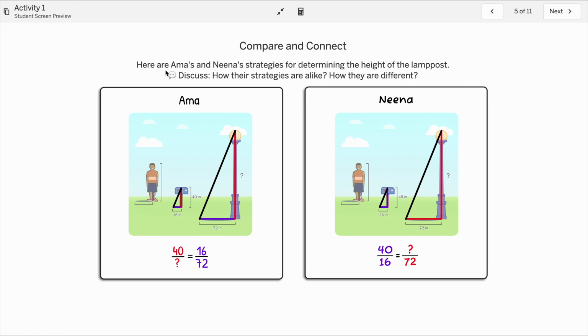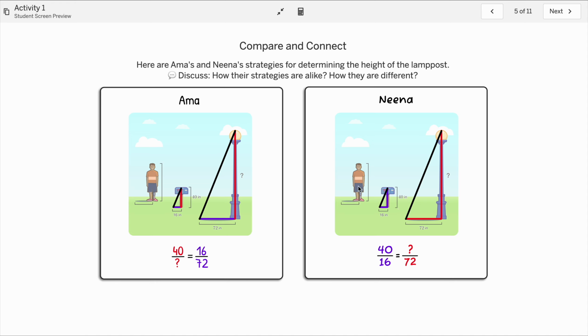Taking a look here at Alma and Nina's strategies for determining the height of the lamppost. Alma used the relationship just like we have been using with scale factor. So she took the mailbox and she was able to multiply 16 by something to get 72. So these two sides are proportional, which is true. And she says that 40 is proportional to this side, which is also true because they're the same corresponding sides. Nina, instead of going with scale factor between the two triangles, actually used the relationship within the triangle and the two sides.